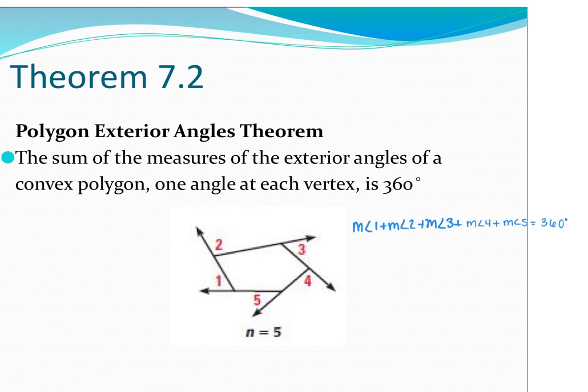The interior angles for this polygon, which is a pentagon, it has 5 sides, added together will not give me 360, okay? They'll give me 520. I'm sorry, 540. Those are the interior ones.